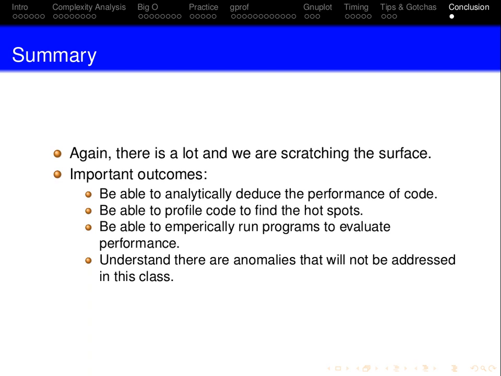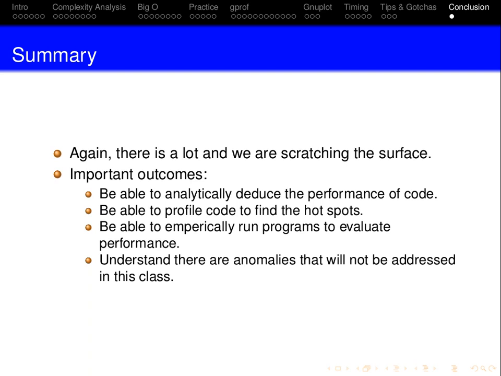It is important, at least in this class, to do empirical runs to evaluate performance. This is to really hit home the performance differences of code. Hopefully you can see that a linear algorithm is far superior to an n-squared one today. And do understand that there are always anomalies that will not be addressed in this class, little anomalies, jitter, that's going to occur. If they're minor, just ignore them for now. It'll make sense when you check your OS.